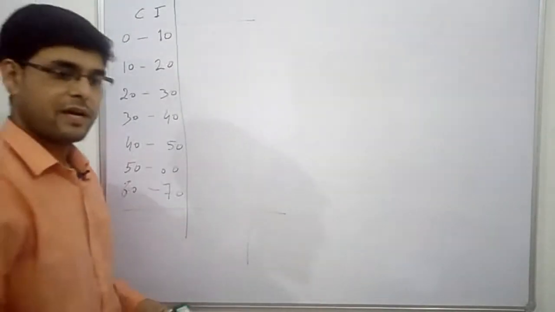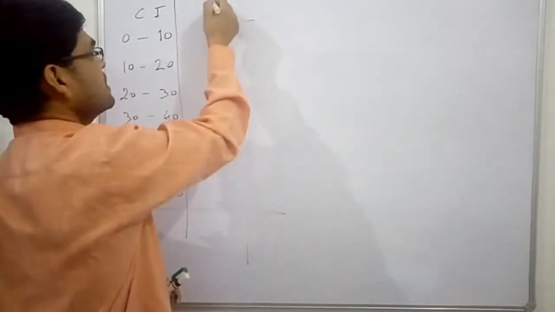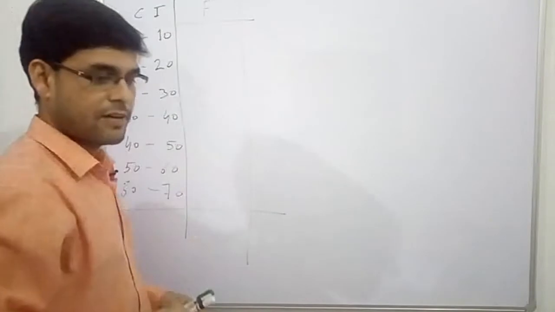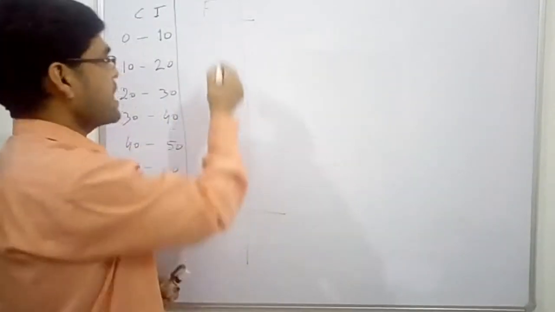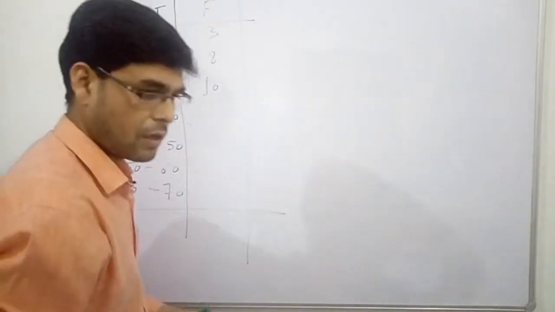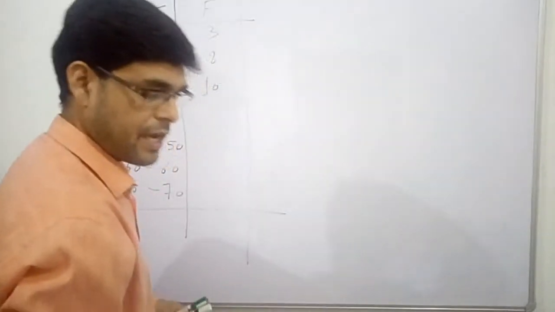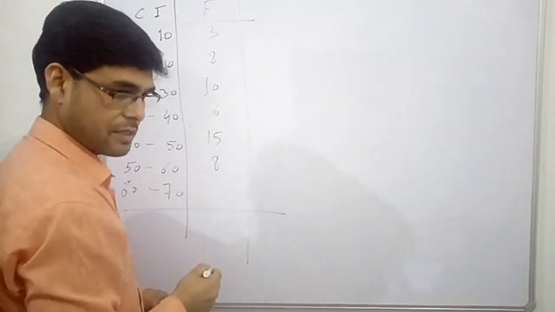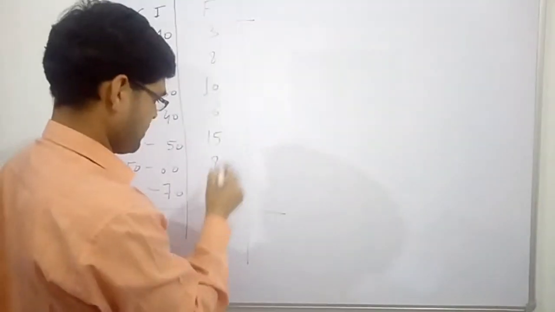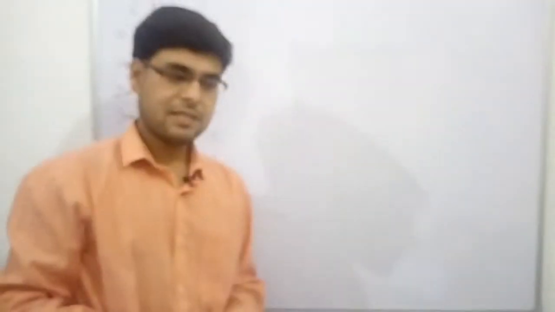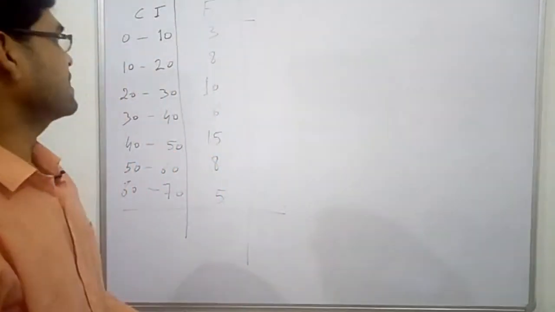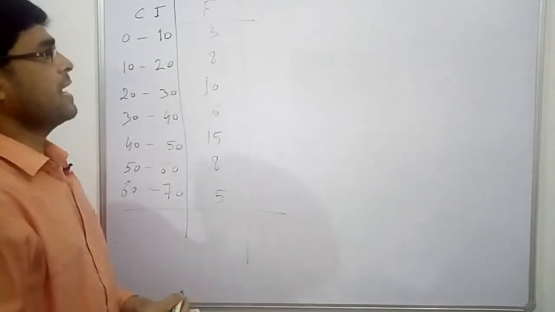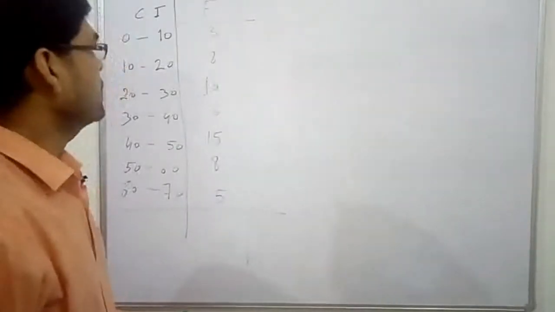In the next column we are given the frequencies of these class intervals. These are 3, 8, 10, 6, 15, 8 and 5. So friends, this is the question and we have to get the standard deviation out of it.